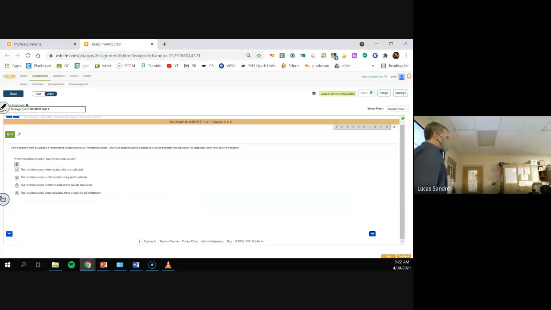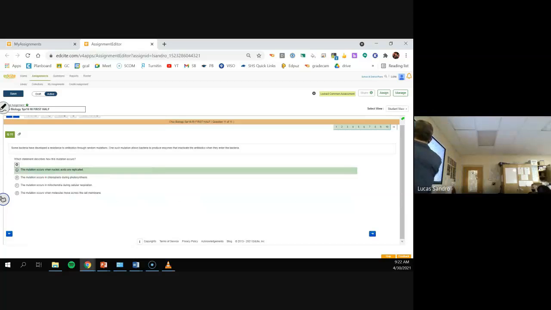That sounds right, doesn't it? We just said replication. Nucleic acids are DNA and RNA. That's it. You can read the rest of them. They have to do with chloroplasts and mitochondria and moving across the cell membrane, none of which has to do with mutations. So that was part 1 of the practice test, which, by the way, the averages were much higher on this than on part 2. So let's look at part 2 now.